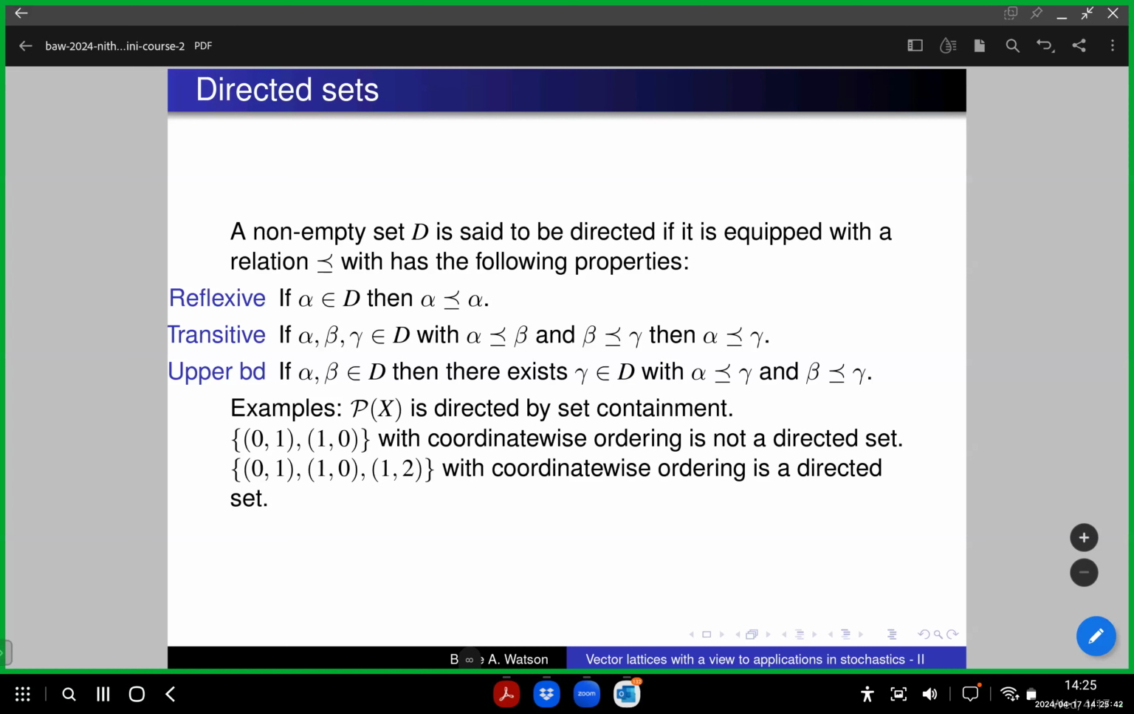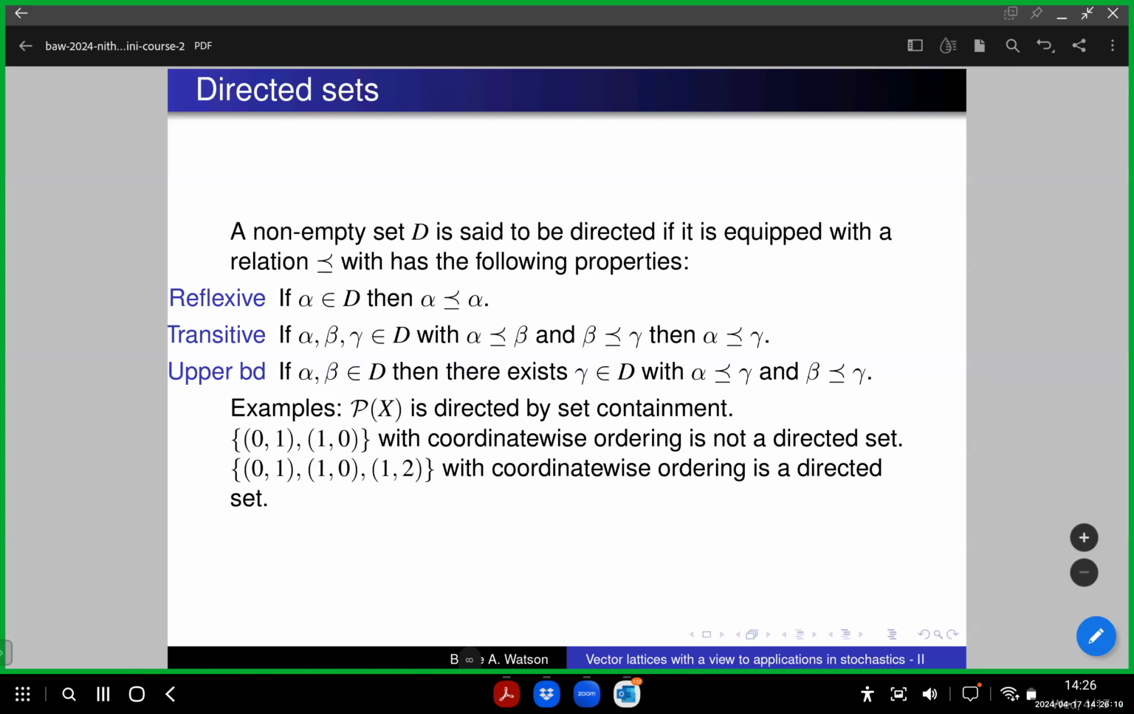Let's take a small set. Let's take this pair of vectors (0,1) and (1,0) with component-wise ordering. That is not a directed set. Well, certainly we know that it's partially ordered, but it fails the upper bound condition because there is no upper bound on the two vectors (0,1) and (1,0) in the set.